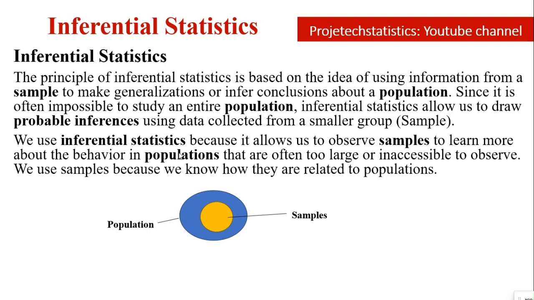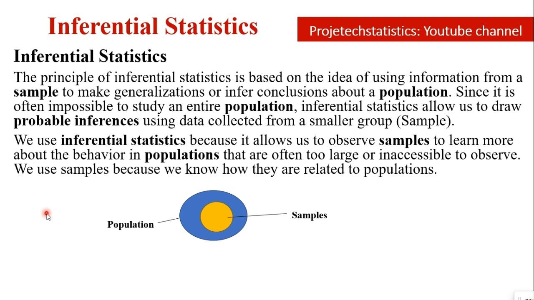So first of all, we're going to talk about inferential statistics. The principle of inferential statistics is based on the idea of using information from a sample to make a generalization or infer conclusions about a population. Since it is often impossible to study the entire population, inferential statistics allow us to draw probable inferences using data collected from a small group, also known as sample.